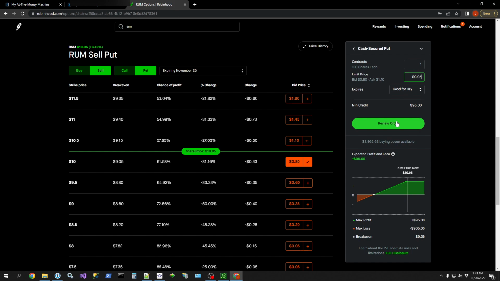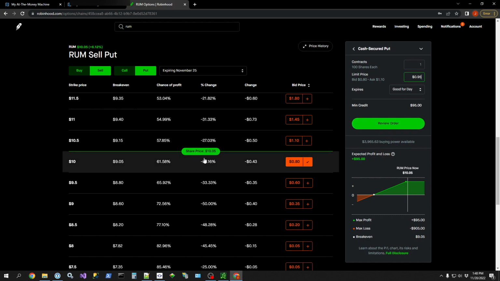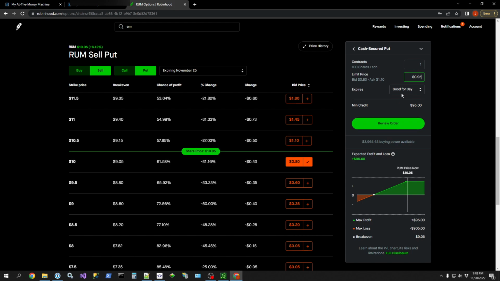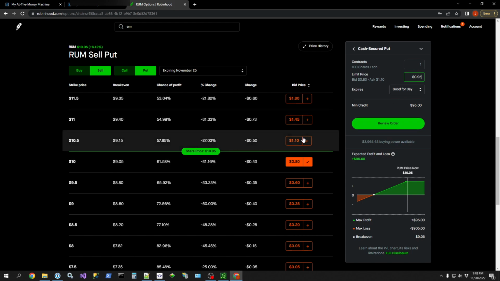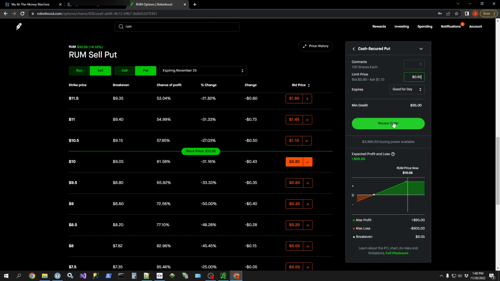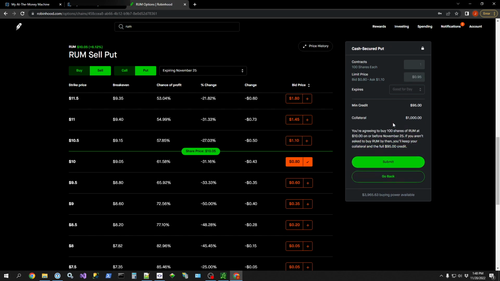I'm thinking if the stock market opens and it stays at 10.05 or comes down slightly, it'll probably hit that 95 easy. And if it goes up, it may or may not. So anyway, we'll find out. We're just going to go and place this one. And this is a cash secured put, 95 collateral, 1,000, yes. All that's fine.